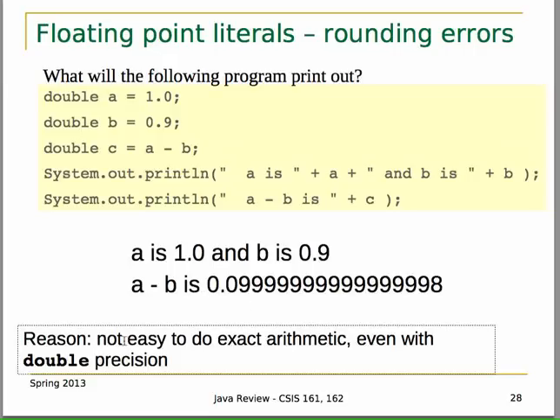The reason is it's not easy to do exact arithmetic even with double precision. So the best programmers take this into account and expect things like this, and when they debug, they can remember this fact. Double precision does not give you a perfect representation of every single number. It's like 0.1 is a problem.